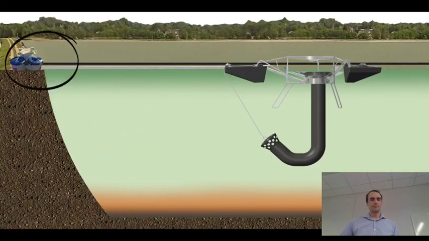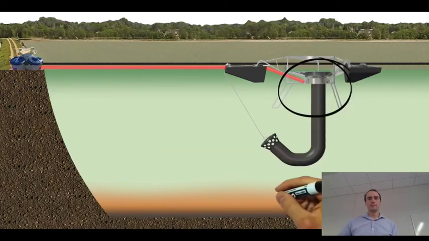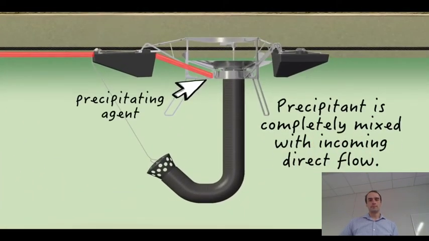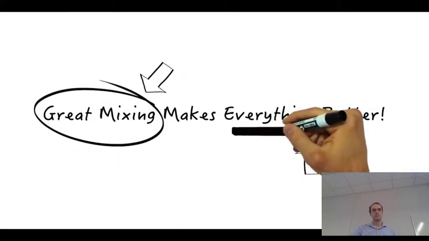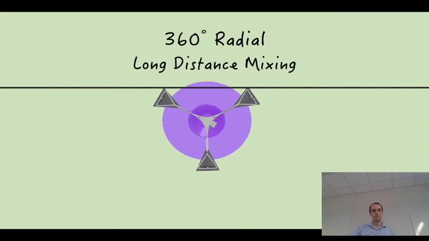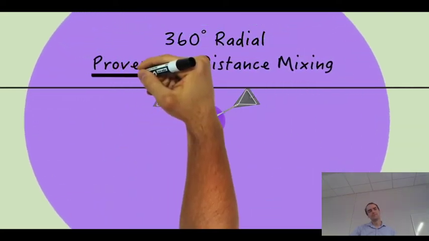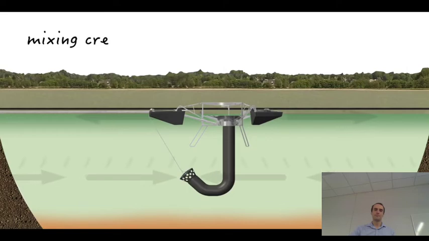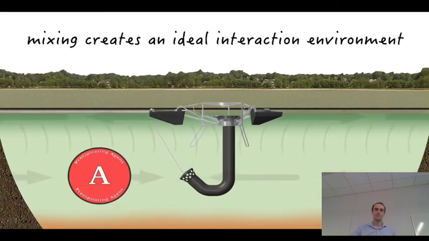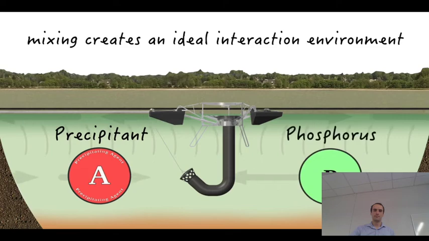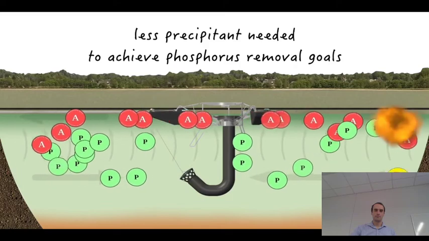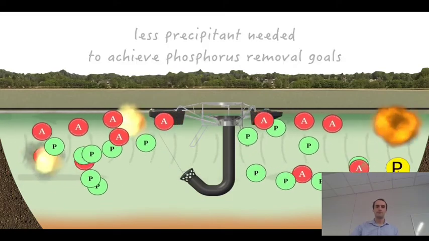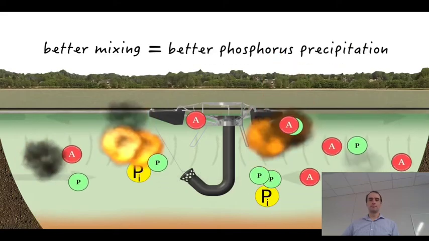Then, all that is left is the final connection to the mixer injection hose, and you're ready to rock. The phosphorus precipitating agent is sent from the onshore metering system down the injection hose to the machine just below the impeller. Here, the precipitating agent is fully mixed into the entire direct flow of the floating wastewater mixer. And this is where great mixing takes center stage. The well-mixed precipitant is then distributed radially across the lagoon utilizing proven long-distance circulation technology. It creates an ideal interaction environment between your precipitating agent and the target phosphorus. In many cases, when compared to traditional application methods, only half as much precipitant is needed to achieve better phosphorus removal, or simply put, the better the mixing, the better the phosphorus precipitation.